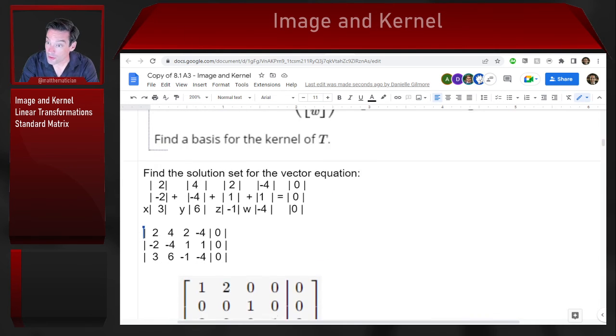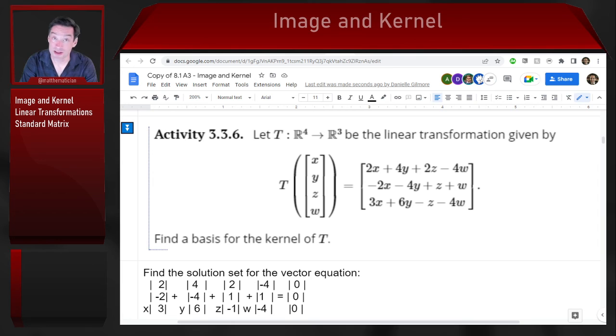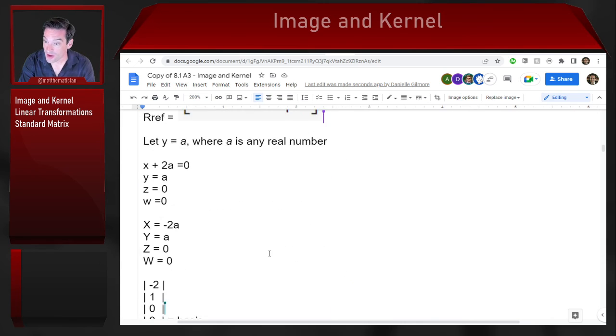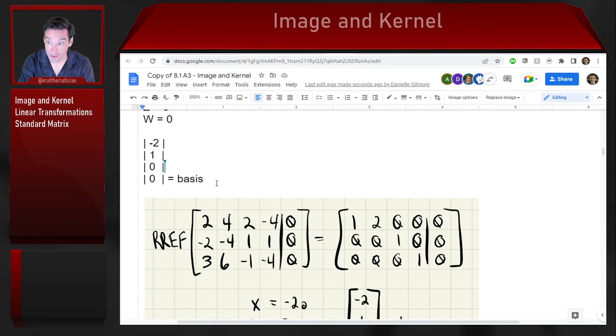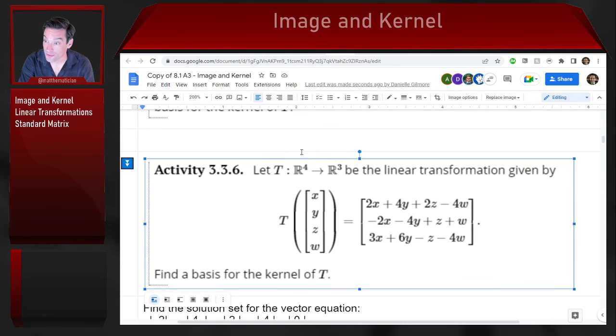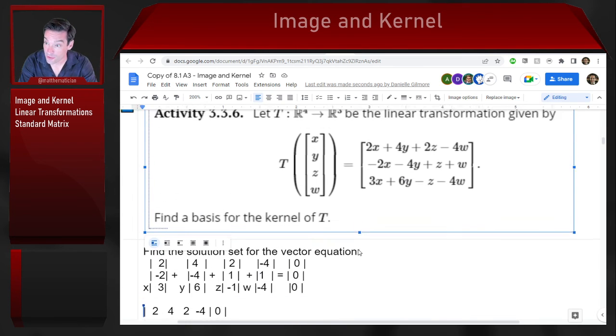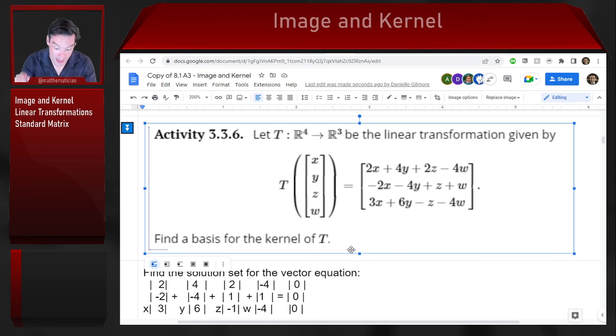So the kernel of this linear transformation is that vector subspace of R4 which has a basis of the vector minus 2, 1, 0, 0. So every multiple of minus 2, 1, 0, 0 in four-dimensional space is getting sent to the 0 vector by this linear transformation. And only those elements of four-dimensional space are being sent to the 0 vector by this linear transformation. So that's how we find the kernel of a linear transformation.